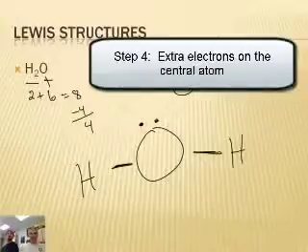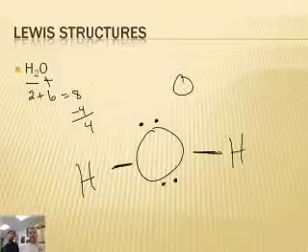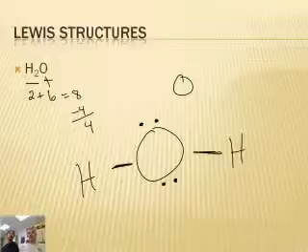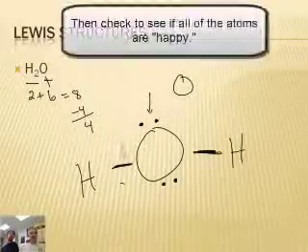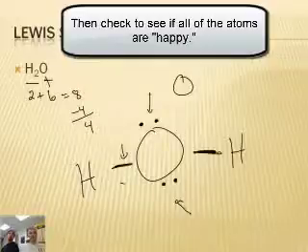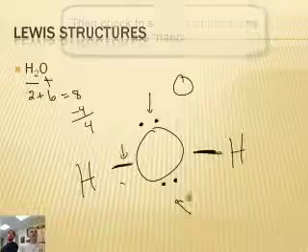So I put 1, 2, 3, 4. And we distribute them in pairs. Yeah, always in pairs. Good call. Now, important thing. Now we ask, is oxygen happy? Let's count. 2, 4, 6, 8. It's happy. That's it. We're done. All right, that's easy.